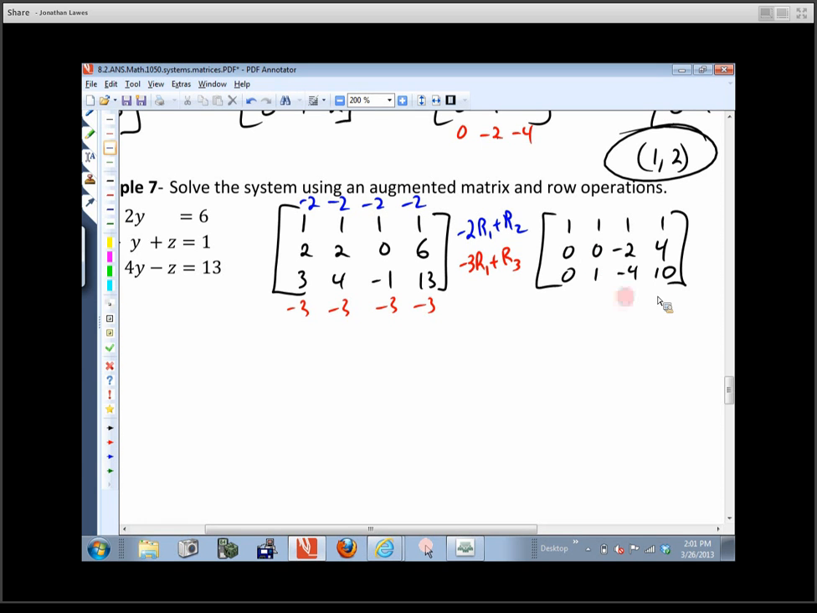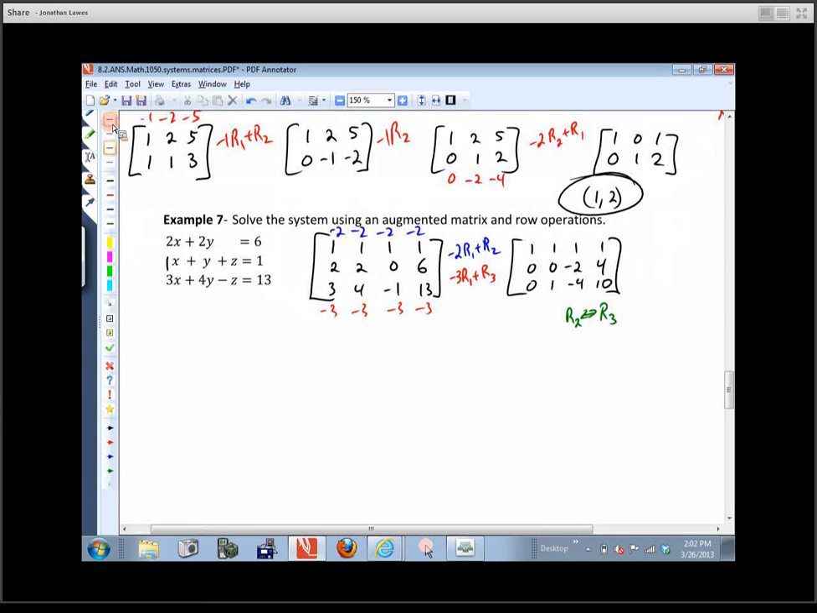Okay, so we're going to do row 2 swap with row 3. So I'll just put a double arrow there. And all I have to do is change places. So this is going to be 1, 1, 1, 1, 0, 1, -4, 10.